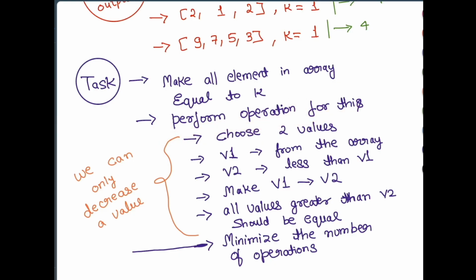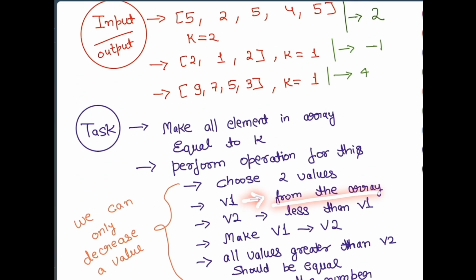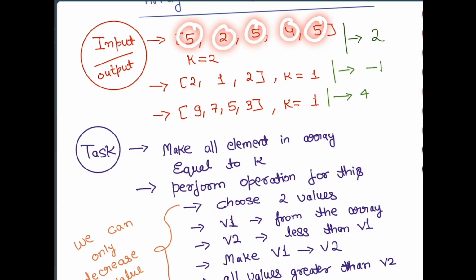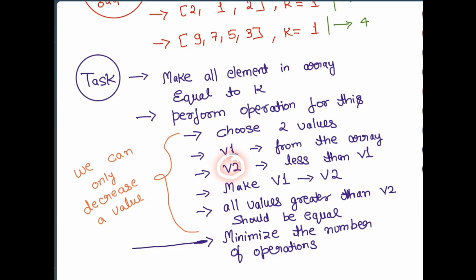See, in the problem it is given in some different words and that is very confusing. Let me try to put it into these words and let me try to explain you. In each operation, what you need to do is you need to choose two values. Let us say the first value is v1 and the second value is v2. So the first value v1 will be coming from the array. So if this is your array 5, 2, 5, 4 and 5, then the value v1 which you will choose has to be 5, 2, 5, 4 or 5. The next value is v2. You have to choose another value because we need to choose two values. The value v2 will always be less than v1. Okay, it should be less than v1 and this is very important to understand. You need to choose v1 and v2 where v2 should be less than v1.